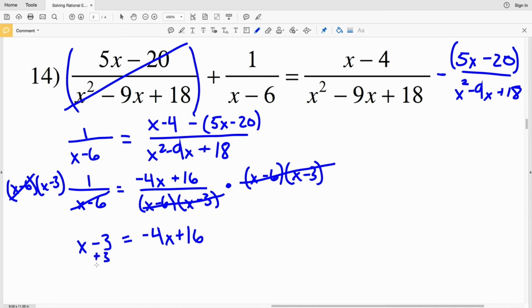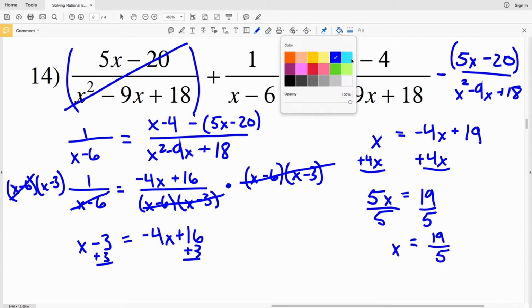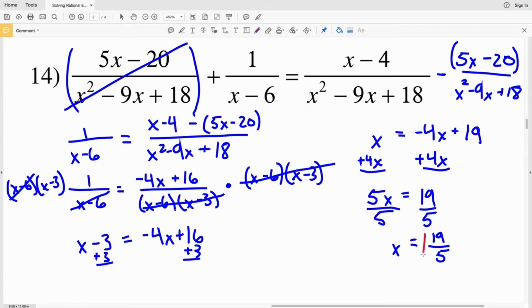I'm going to add a 3 to both sides to get that x equals negative 4x plus 19, and then I'm going to add a 4x to both sides to get that 5x equals 19. Dividing both sides by 5, we'll isolate that x, and I'll have x equal to 19 fifths. So 19 fifths is the solution for number 14.